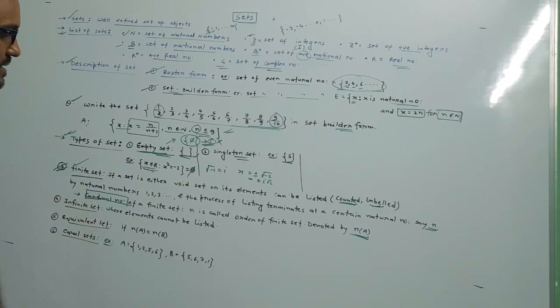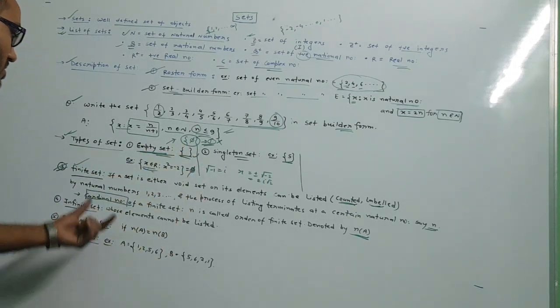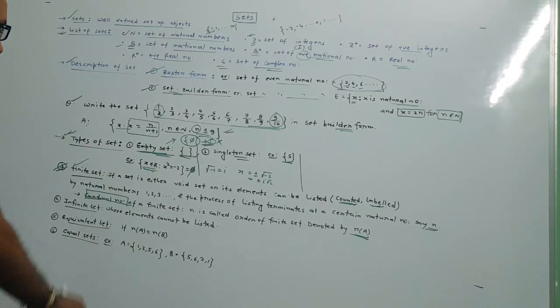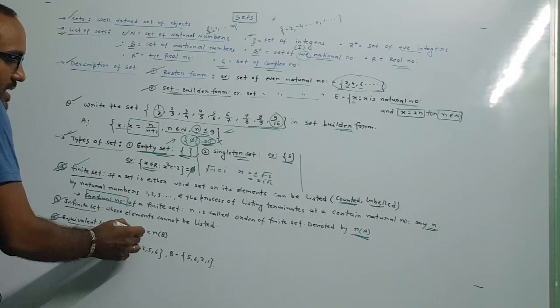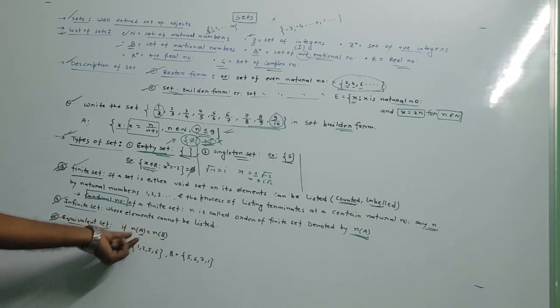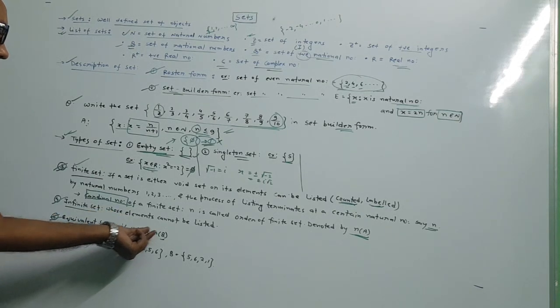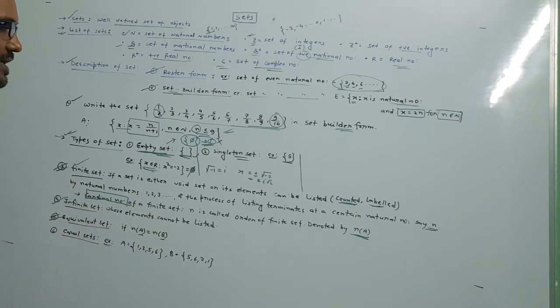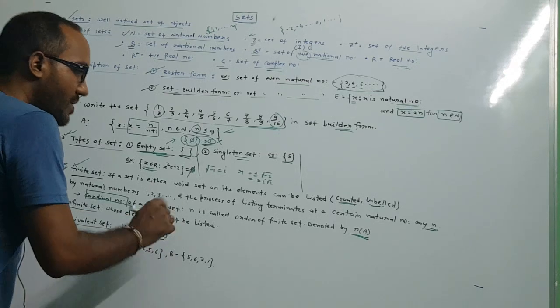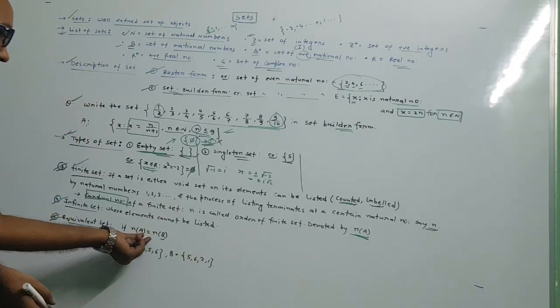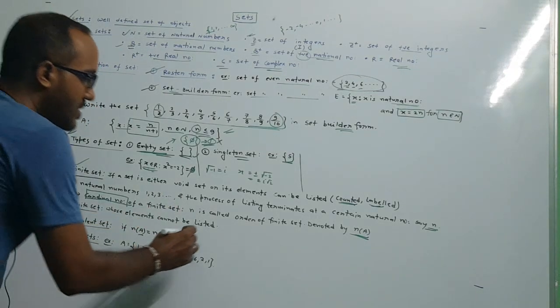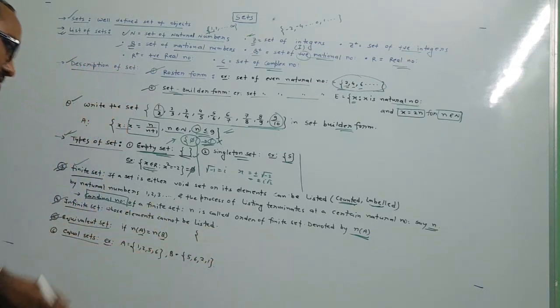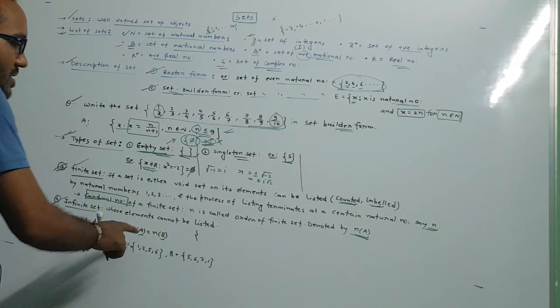Now what is an infinite set? One which cannot be counted or which doesn't have any end. That is an infinite set. Equivalent sets: let us say we have two sets, A and B, and we are finding out the orders. If n of A equals n of B, that means the orders or cardinal numbers are same, that means the number of elements are same. The elements may be equal or may not be equal, but their order should be the same.